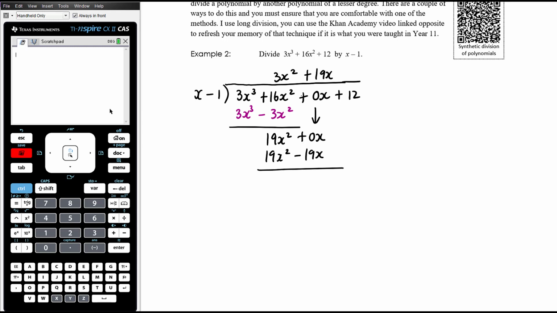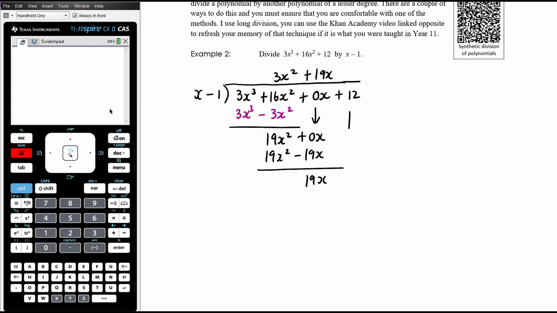And we now have 0x minus negative 19x, that's plus 19x. So if we hadn't written in the 0 here, we would be trying to do 12 minus negative 19x, so we're not subtracting like terms, so you want to make sure that you've got like terms. Each column only has, you know, a specific kind of term.